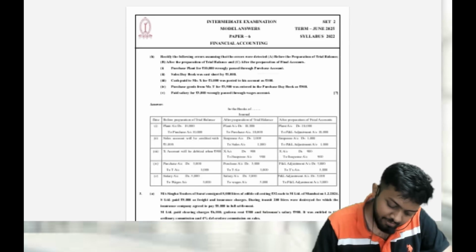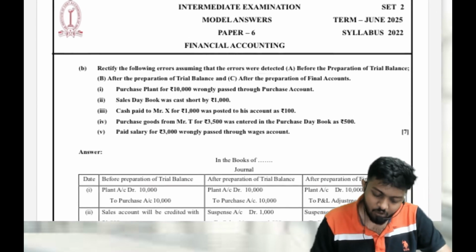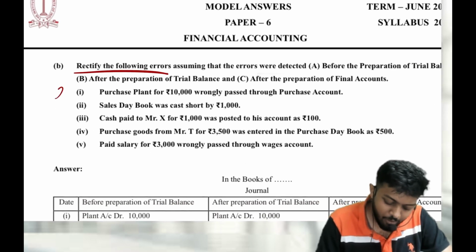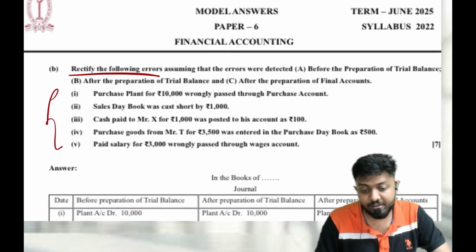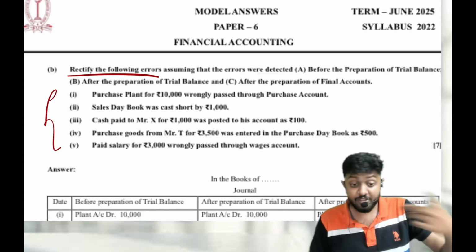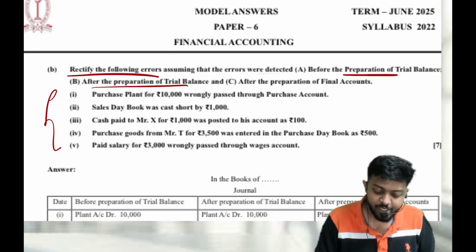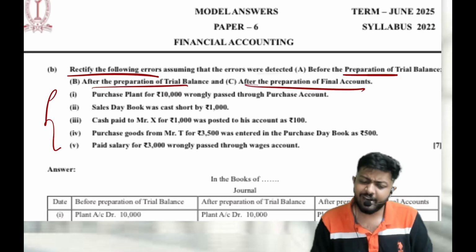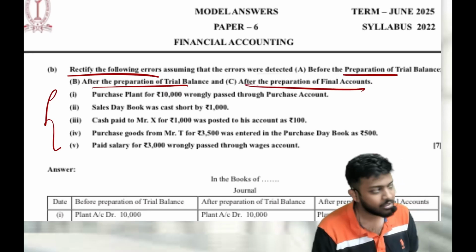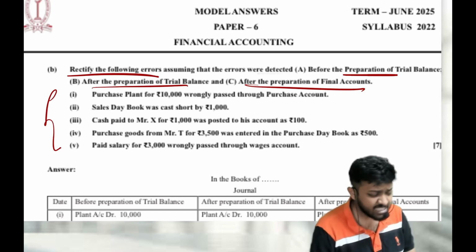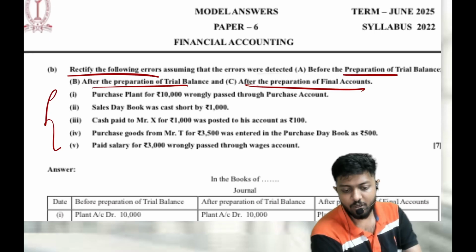Next, what question do we have? Oh, as usual, we have our rectification. They've given 5 possibilities and they've asked for entries for all 3 possibilities. What if it is identified before preparation of the trial balance, after preparation of the trial balance, and after preparation of the final accounts? We have discussed it very briefly, no? All 3 cases. So let's see. Let's start. Okay.